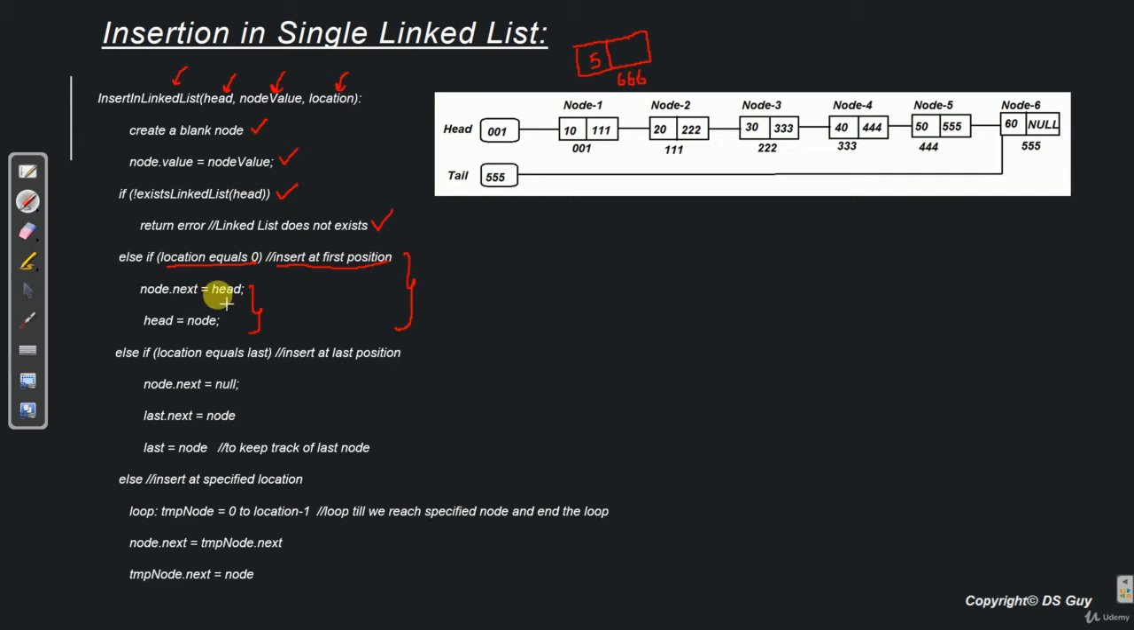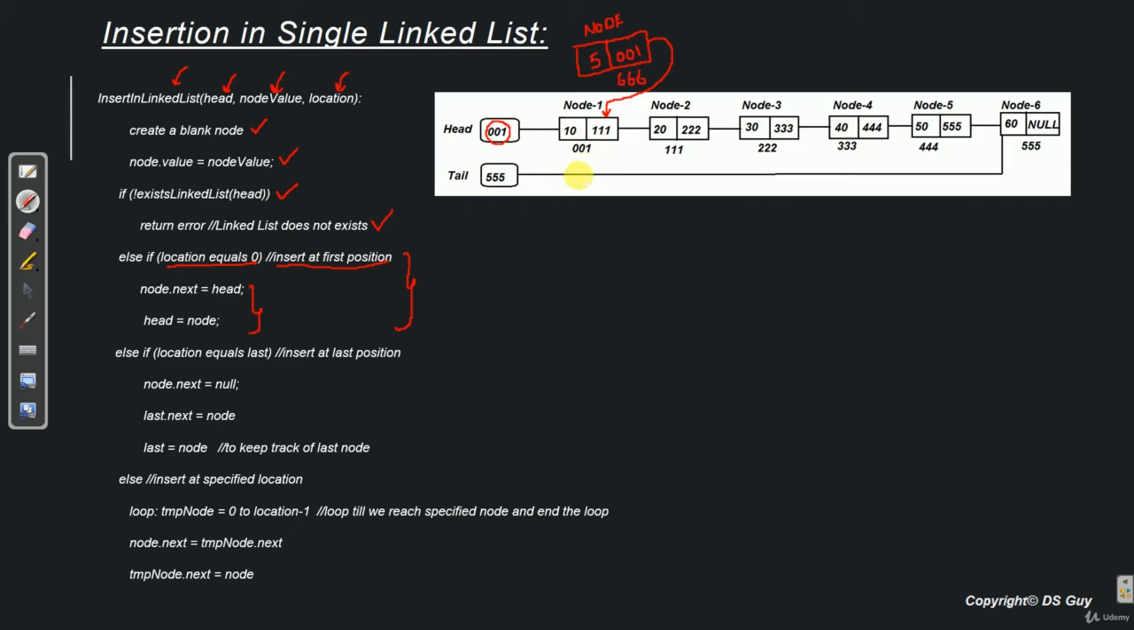That is, node.next is equal to head. So what is node right now? Node is this new node which we have created. So node.next is equal to head. Now what is the value of head? Value of head is 001. So we have to insert the value 001 in node.next. As soon as we insert 001 here, a link gets created between this node and node 1.